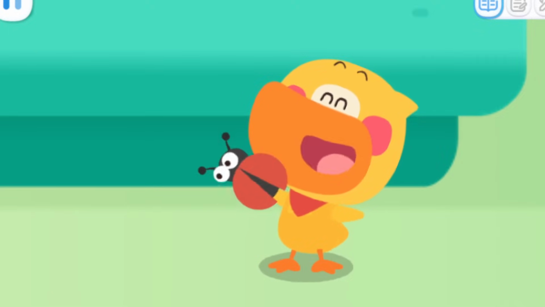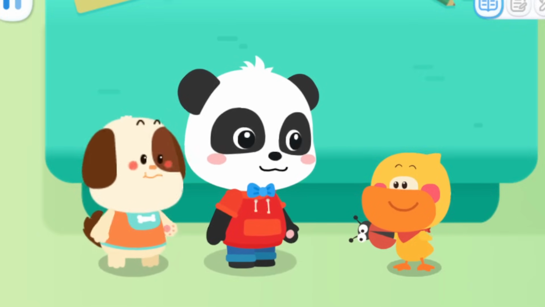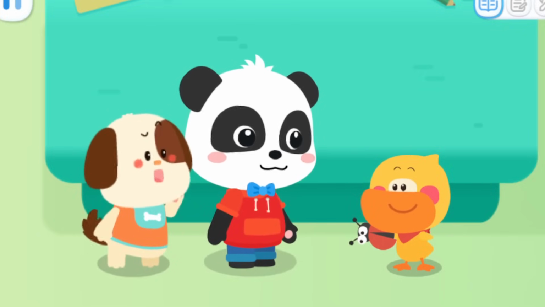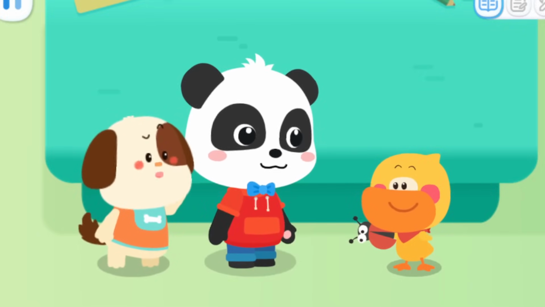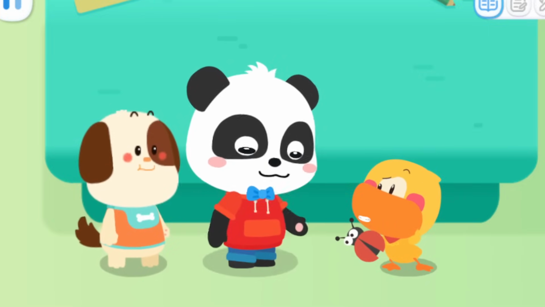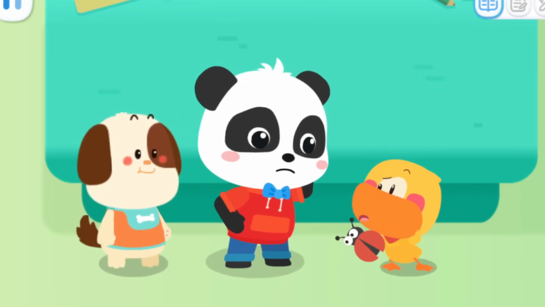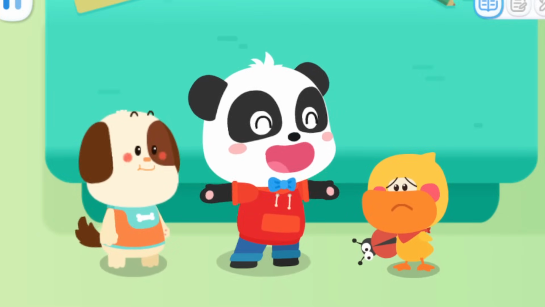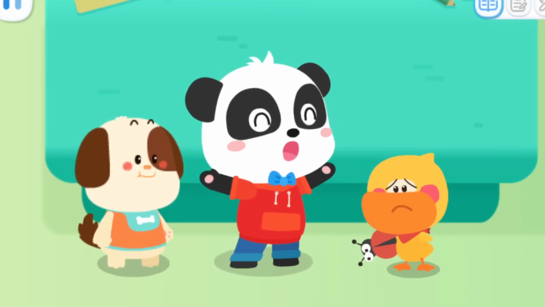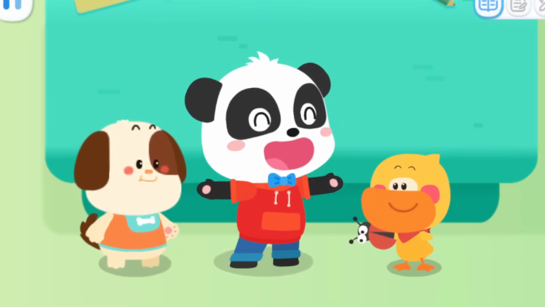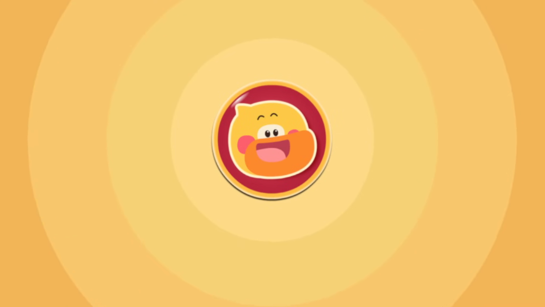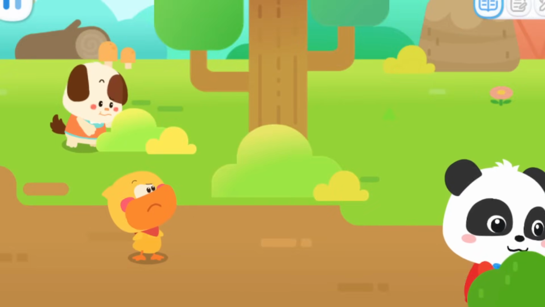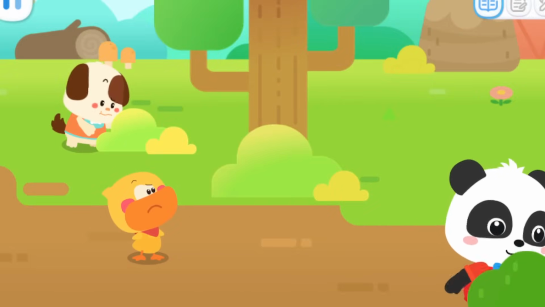My ladybug is done! Huh? Quacky, the ladybug you made doesn't have spots and legs. We've run out of cardboard and pens. Let's help Quacky find the materials to make spots and legs. Sure! Where are the materials for the spots and legs?